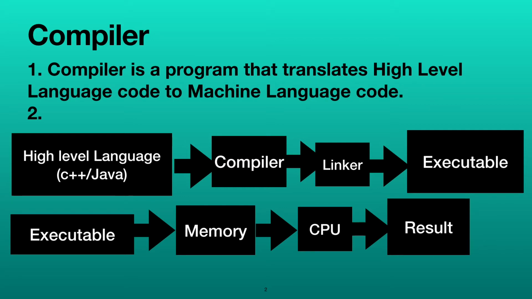Now, the executable, the short form of which is EXE, is loaded into memory, and then the CPU accesses the executable from the memory, does the desired task, and produces the result. That is how a software program gets executed inside the computer.